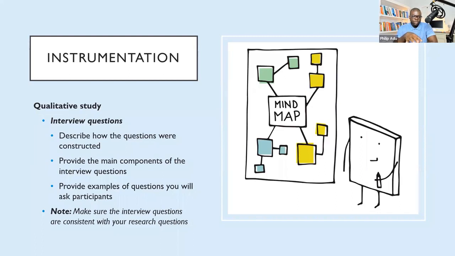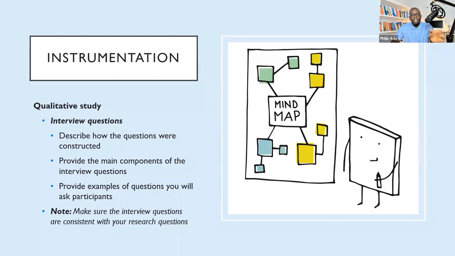Under instrumentation, you have to describe the questions that you're going to ask. You don't have to list all the questions. You just have to provide how you came up with the questions, the components, and also refer readers to the appendix to get all the lists of questions that you developed. So that's all about the instrumentation.